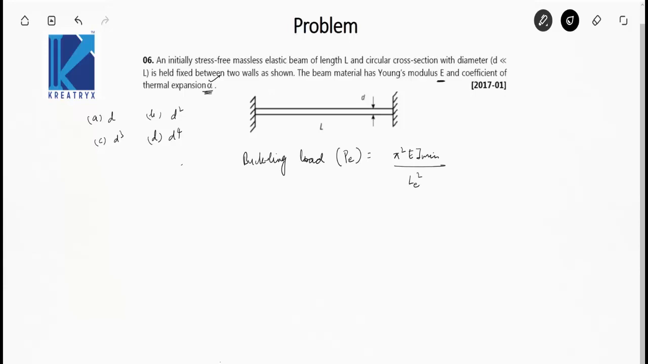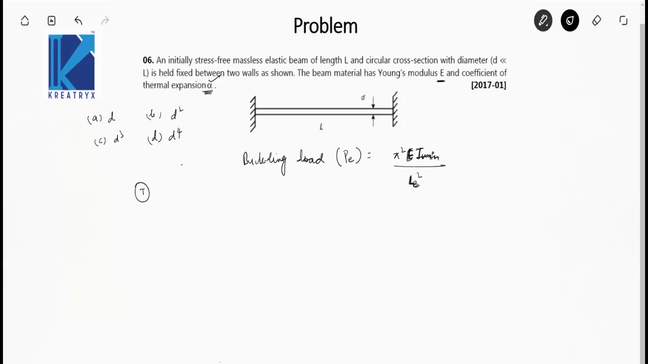Okay, so LE is the effective length, I minimum is the minimum moment of inertia, and E is Young's modulus. So this is the buckling load. Now this rod has been heated with a rise in temperature, let it be T.